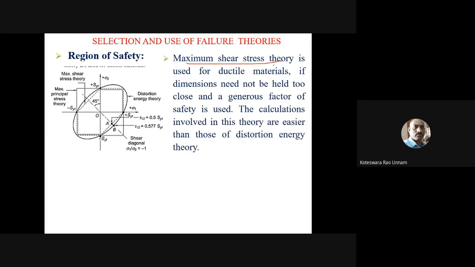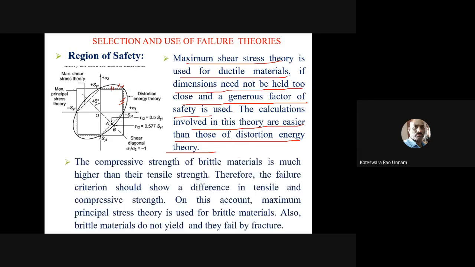So it is very dangerous to use the maximum normal stress theory when the design point lies in the second and fourth quadrant. Then the next point: the maximum shear stress theory is used for ductile materials if the dimensions need not be held too close and a generous factor of safety is used. Like I already told, maximum shear stress theory is assuming a generous factor of safety when compared to the distortion energy theory. The advantage of this theory is that the calculations are a little bit easier than those of distortion energy theory.